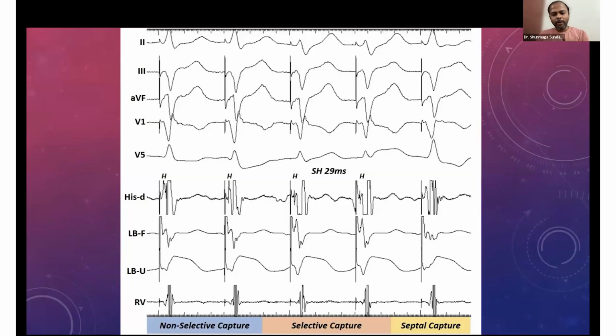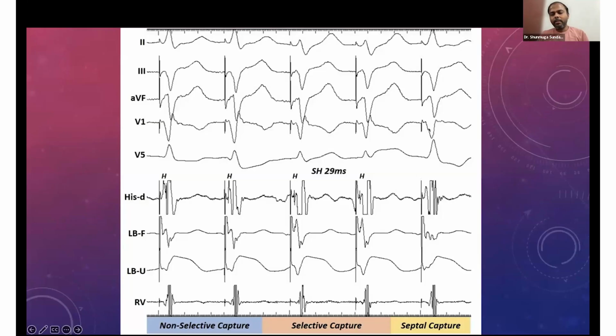But what is more important as an electrophysiologist is to look for the retrograde his bundle potential. You know that the lead is sitting on the left bundle. So whether it is a selective or non-selective capture, when there is a capture of the conduction system, there will be a propagation of impulse both down into the left ventricular myocardium and up into the his bundle. Even in patients with complete heart block, even in patients with a left bundle branch block, we have demonstrated that there will be a retrograde penetration of impulse back into the his bundle. So you can clearly see the retrograde his during non-selective capture and during selective capture.